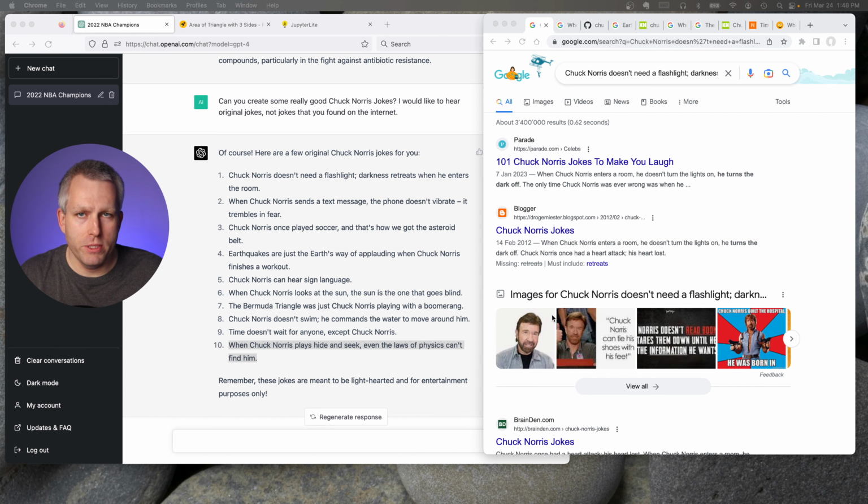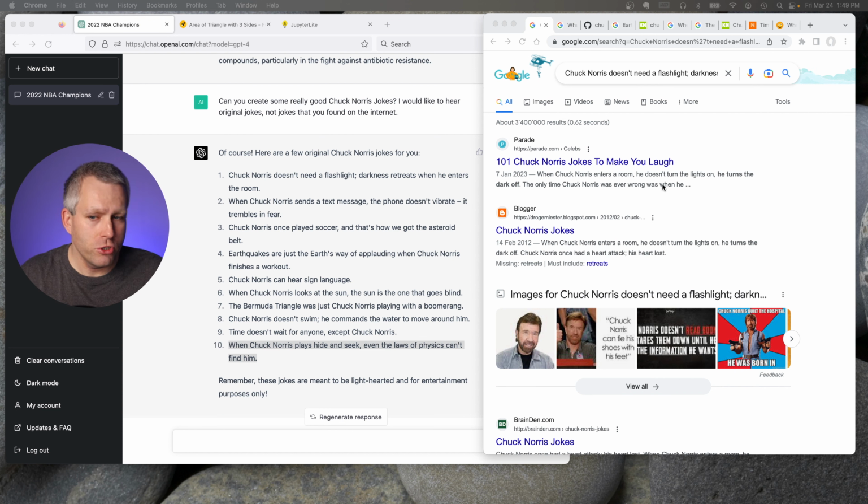The output of GPT-4 in the jokes department is a lot better. It's extremely impressive, actually. It gave us 10 jokes in total, and about half of them are truly original as far as I can tell. So the first one says, Chuck Norris doesn't need a flashlight. Darkness retreats when he enters the room.